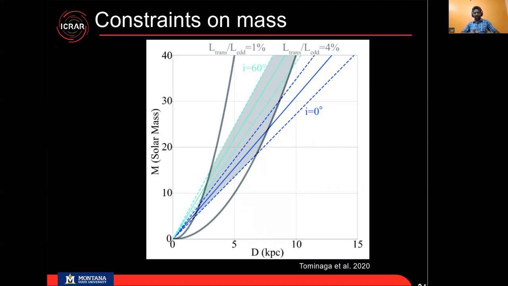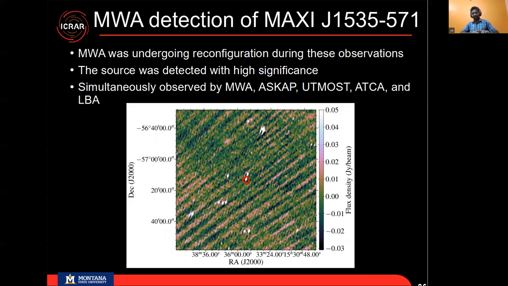Now we further targeted, can you please go to the next slide? We further targeted the case of a transient jet. In case of 1535, as I mentioned earlier, when we are talking about the H1 absorption distance for this particular source, the source was also targeted with MWA, and MWA was undergoing reconfiguration. At that time, they were increasing the baseline. So the data was really tricky. We needed to flag the tiles manually to get the maximum amount of data. And in broadband, we also targeted this source with various other Australian telescopes, for example, ATMOS, ATCA, and LBA.